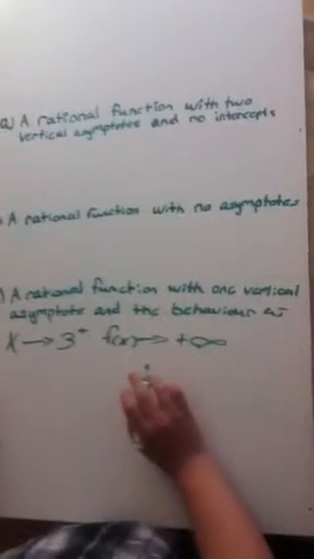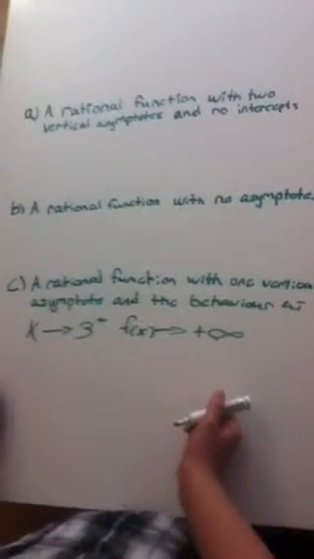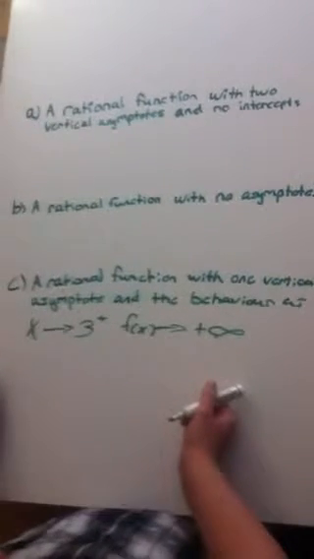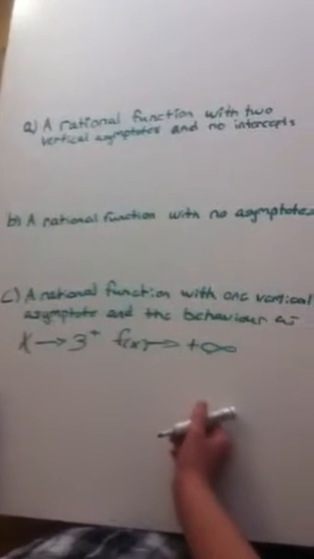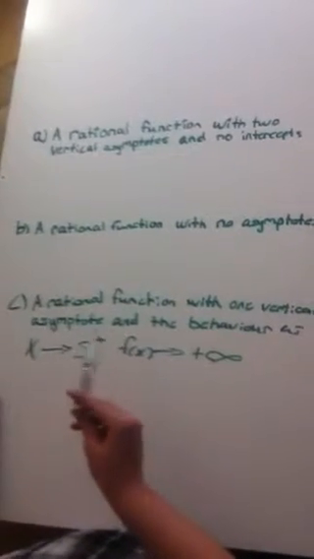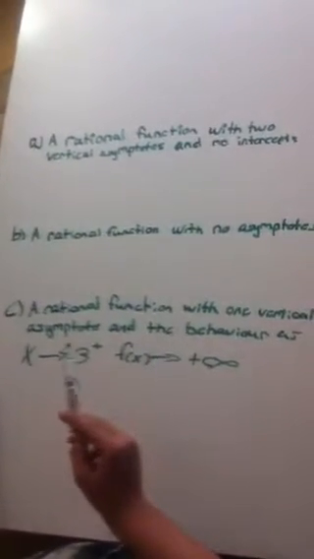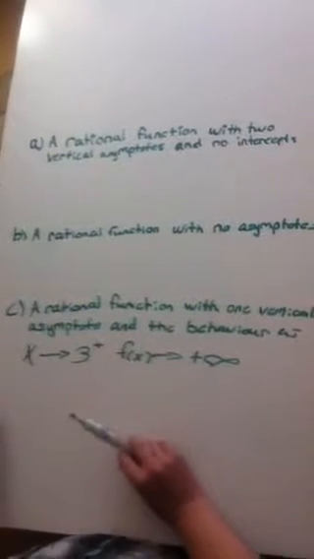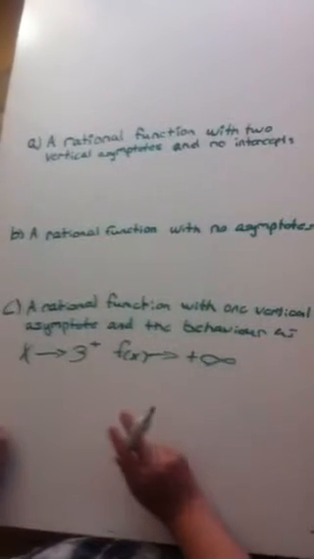Today we're going to discuss, using examples, the number of rational functions that fit in each of the following situations. So for situation A, there has to be a rational function with 2 vertical asymptotes and no intercepts.